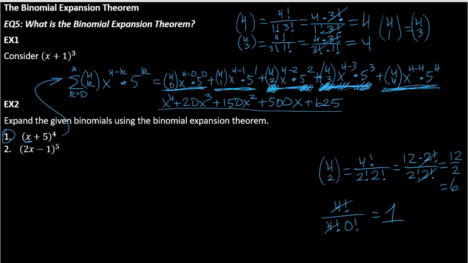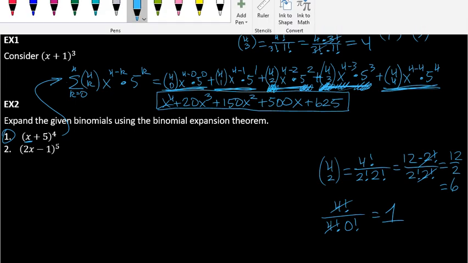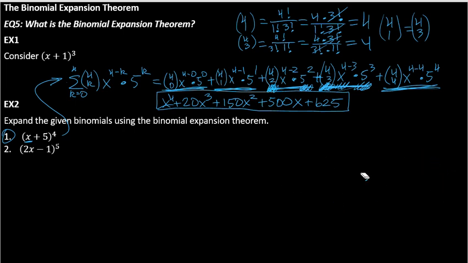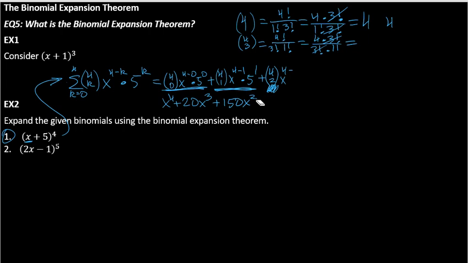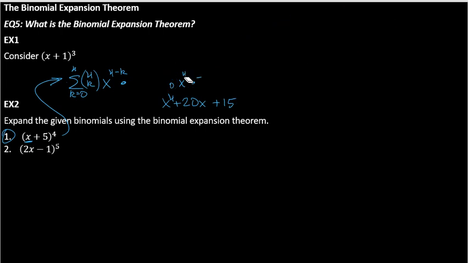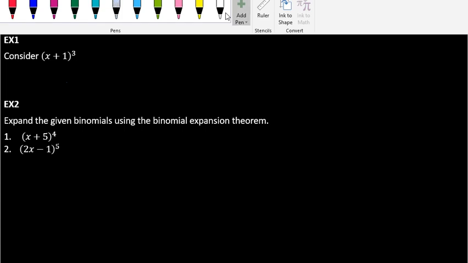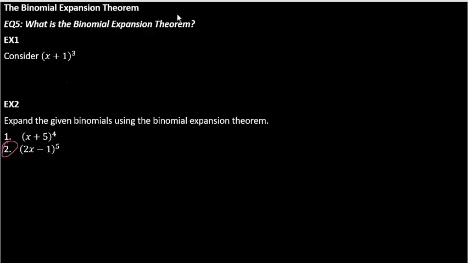Okay, so this would be my binomial expansion of x plus 5 to the 4th power. Again, that would suck really bad to FOIL out. It'd be so easy to make a mistake. And it's so much simpler to just use summation this way, to use the binomial expansion theorem. Okay, so again, work smart, not hard where you can.